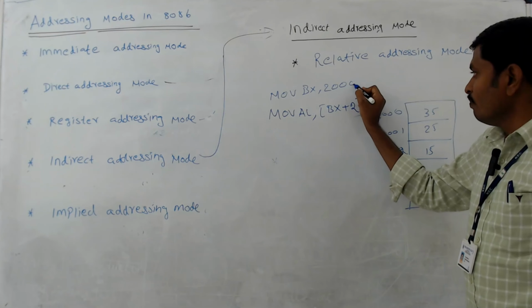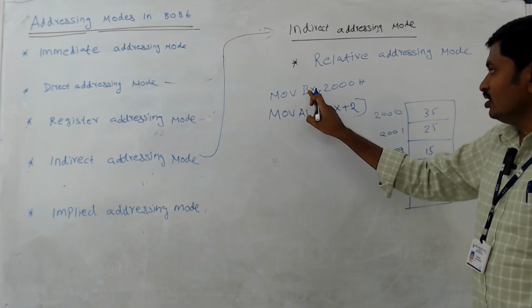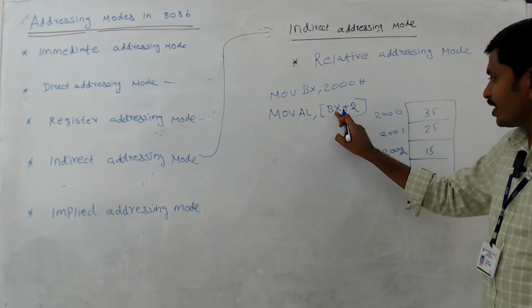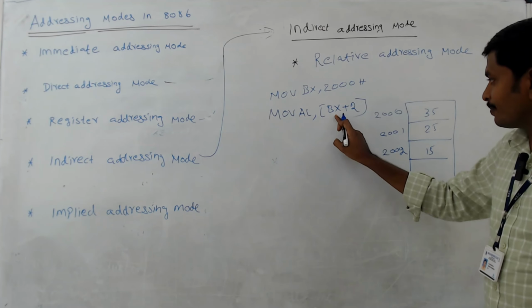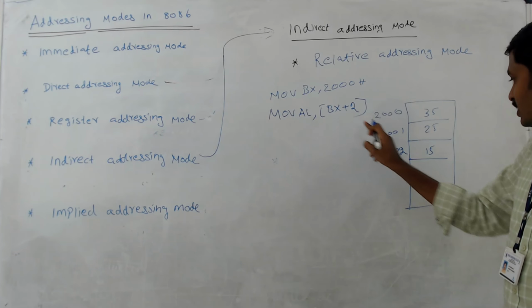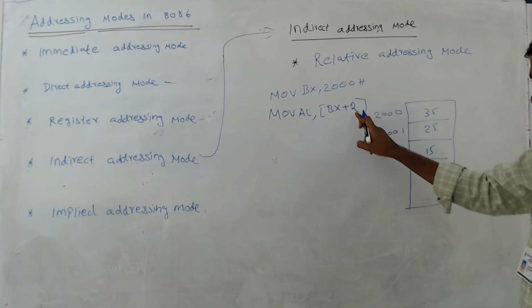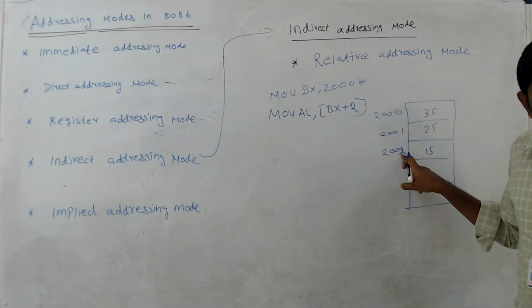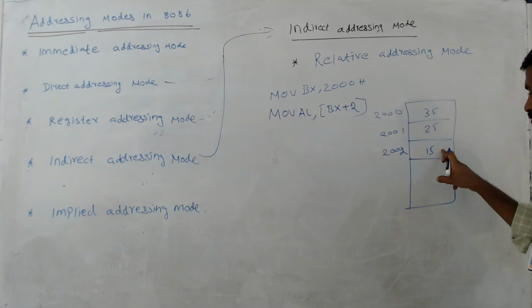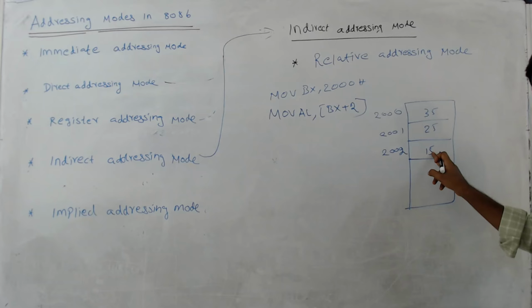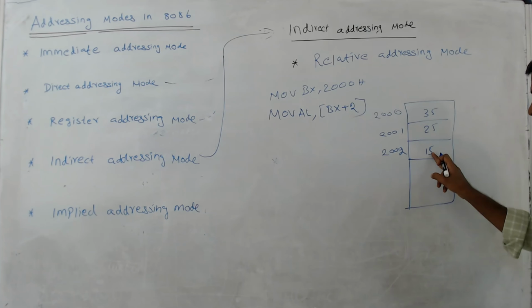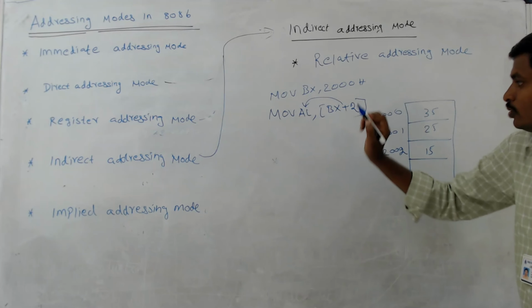So my BX acts as a memory pointer. MOV AL, [BX+2]. So it represents 2002. So directly I am going to access whatever content is available in the 2002 memory location, and that is moved to the AL register. In the 2002 memory location I have stored 15. So the 15 is moved to the AL register.